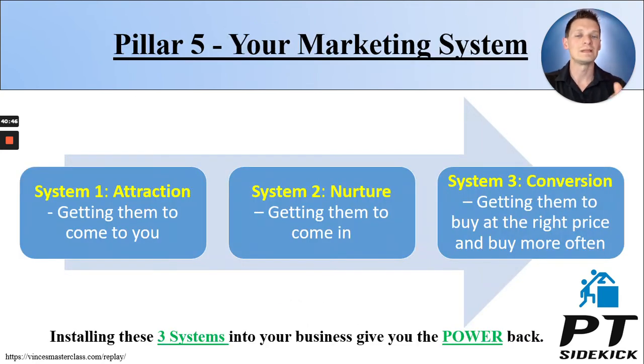So last pillar here, pillar 5, is your marketing system. This is where we're going to put everything together. System 1 is attracting the people to you, so getting them to come to you. System 2 is getting them to come in, which is nurture. And then system 3 is conversion, so getting them to buy at the right price and buying more often. After you install these 3 systems, you're actually going to give yourself the power back to understand where you are going well and what you need help on. And this is really going to help you in the long term as well.